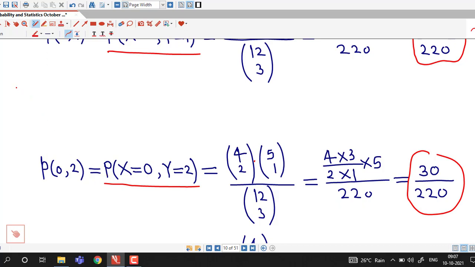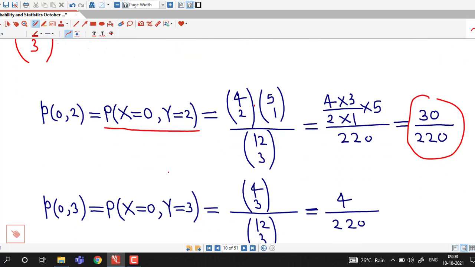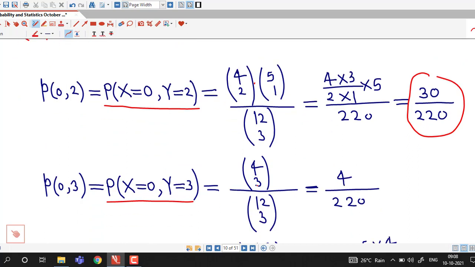Next pair is P of (0, 3). That is the probability that capital X equal to 0 and Y equal to 3. That is, there is no red ball and there are 3 white balls. So all the selected balls are white balls. So we can select 3 white balls out of 4 white balls in 4C3 ways. So P of (0, 3) will be equal to the probability of X equal to 0, Y equal to 3, that is 4C3 divided by 12C3, and it turns out to be 4 divided by 220.